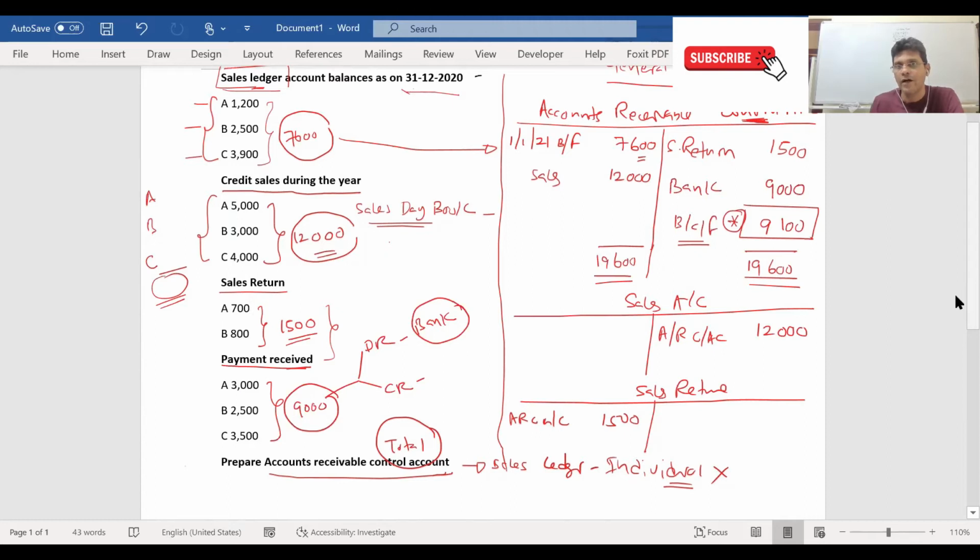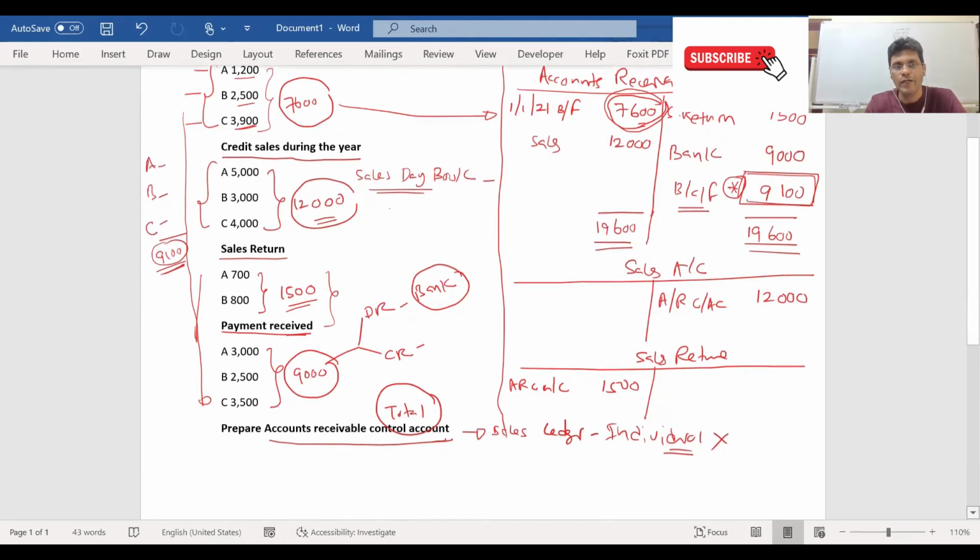Okay, because when we took the opening balance, the opening balance 7,600 consists of individual customer balances of 1,200, 2,500 and 3,900. In the same way, when you take the closing balance after recording all these transactions, when you take the total of these customer balances, this should match with 9,100. So how do you cross check this? It's very easy. You take customer A, B, C.